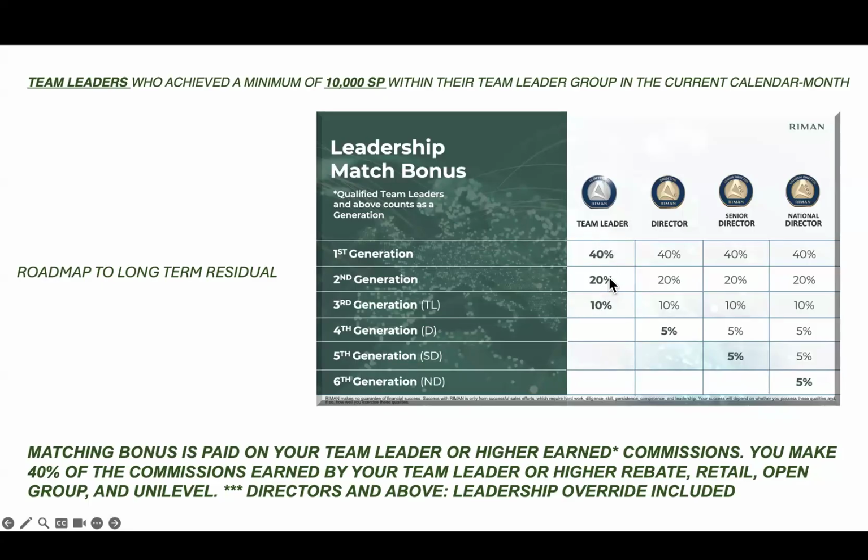Now, what makes this really special is as you promote more team leaders, you're going to unlock the ability to get paid on up to 3 generations of team leaders in all your legs. When you become a director, you're going to unlock another generation and get paid on 4 generations on all your legs of directors. Senior director, you unlock 5. National director, you unlock 6 generations, for 40, 20, 10, 5, 5, 5. So let me show you how the leadership match works.